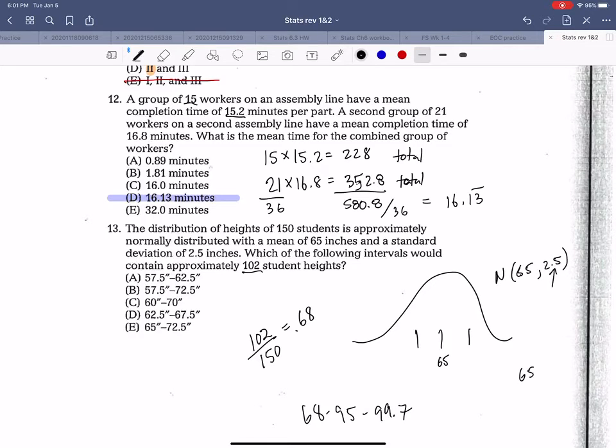So if I take 65 minus 2.5, I get 62.5. And if I take 65 and add 2.5, I get 67.5. And that would be my answer if that's one of my choices, that 68% of my data is between 62.5 and 67.5. And that is one of my choices.